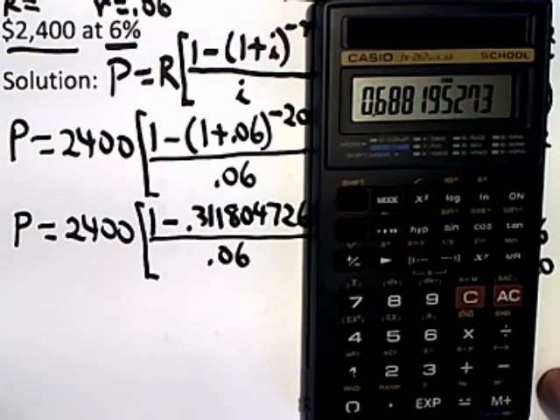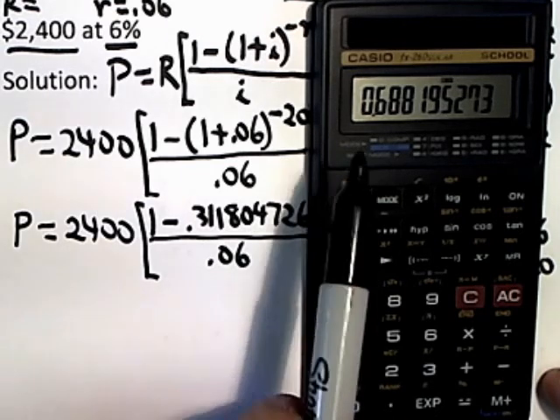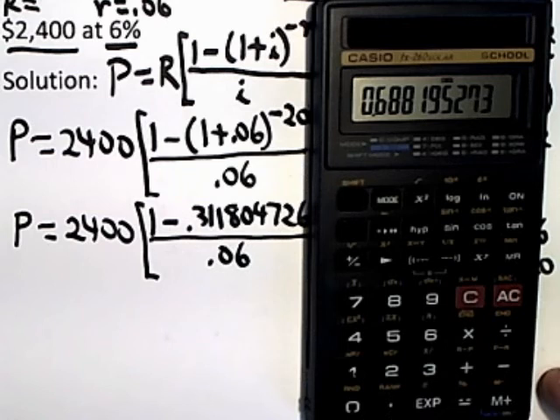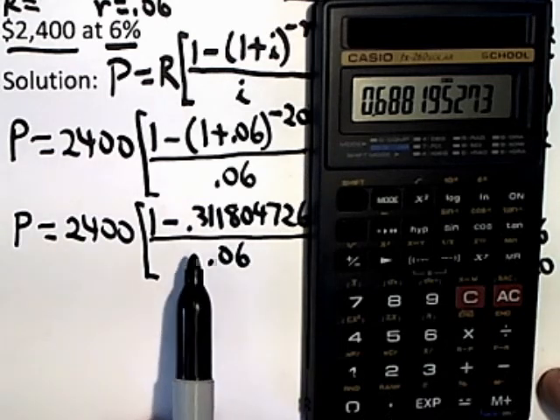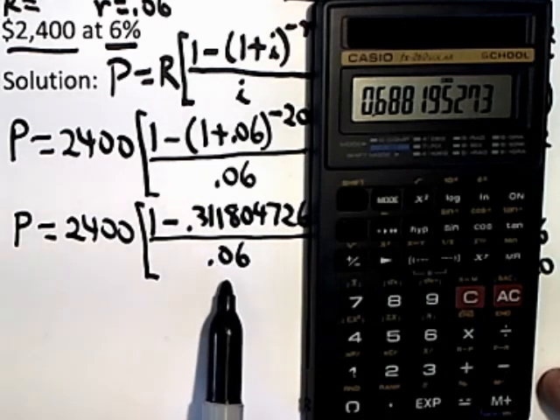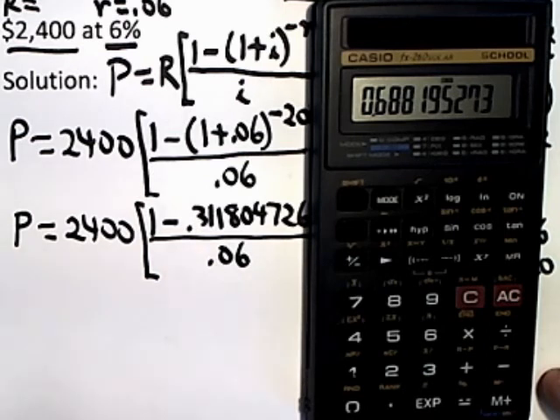It's totally up to you. You don't have to do it that way. You can just write the number down and enter it back in again. You can use the memory function. But that's the way I like to do it because it's fewer keystrokes. So in any case, however you get to that point, that should be the number, that 0.688195, so it should be the number you have. And I want to divide that by 0.06.